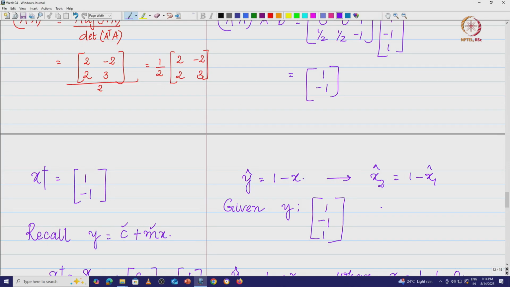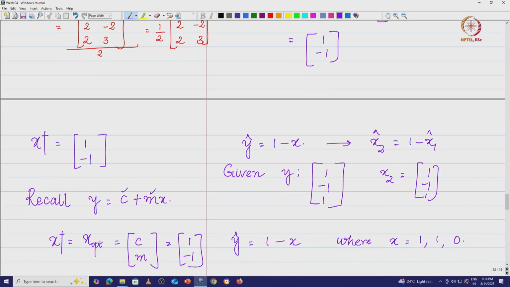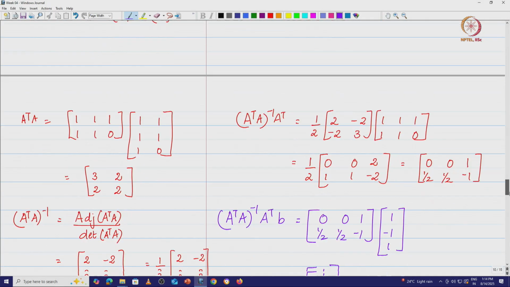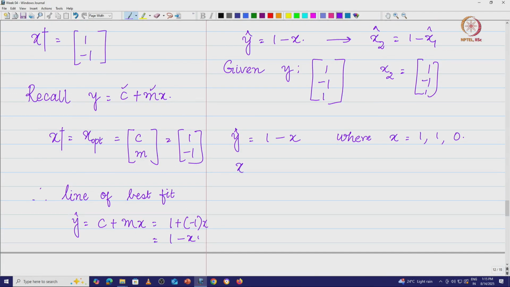The given x 2 vector was basically 1 minus 1 1, and what we have here is the x 2 hat given by 1 minus x 1. So, what are the values? We took x 1 is equal to 1, 1 1 and 0. So, x 2 hat is going to be, when x 1 is equal to 1, 1 minus 1 is 0, then 1 minus 1 is 0, then 1 minus 0 is 1. So, this is going to be my x 2 hat.